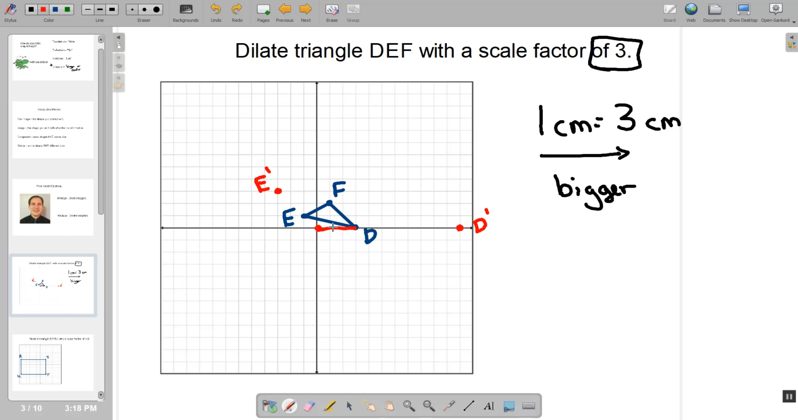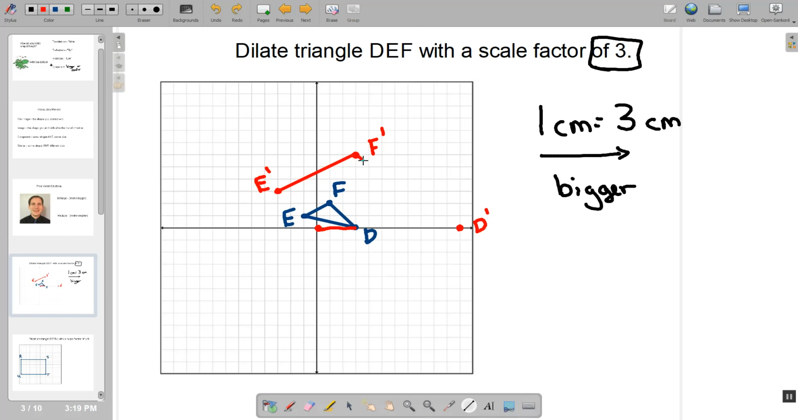F is over 1 and up 2. So F prime has to be over 3 and up 6. 1, 2, 3, 4, 5, 6. So I took each individual coordinate and I increased it by a scale factor of 3.